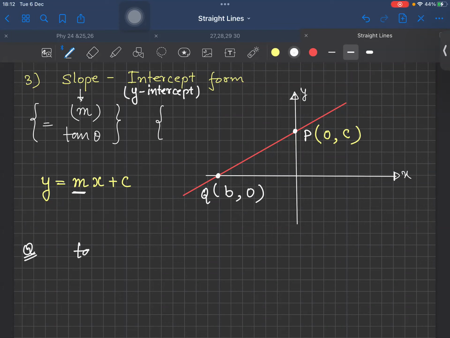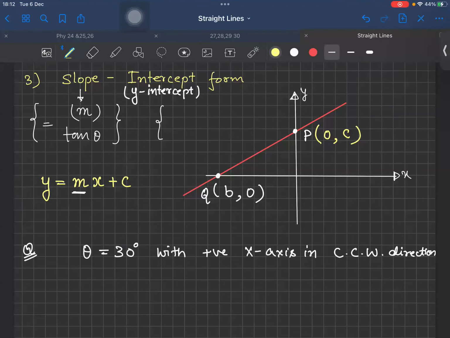Let's solve this problem. It's given that tan theta, okay, let's leave it, it is given that theta is equal to 30 degrees with the positive x-axis in the counterclockwise direction. See, generally in your NCERT, the complete question is not written most of the time in CBSE, but this is the way you should write the complete question. Okay, please understand this thing.